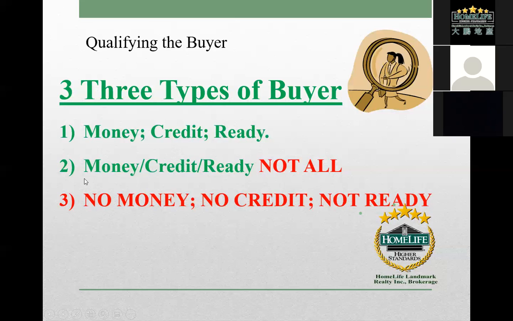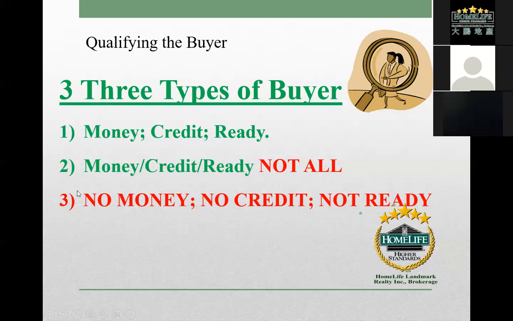The second type, maybe something is missing. Maybe they really want to buy, the credit is good, they are ready to buy, but they don't have money for the down payment. Maybe they have money, but the credit or income is not good. Maybe they have money, the credit and income are good, but they are not ready. They're only looking for a good deal. So one of the things is missing. That is number two.